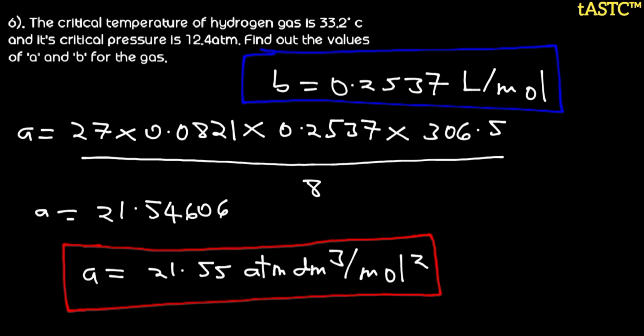So hopefully by this, you have actually understood how to find all these critical constants as well as the van der Waals constants involved in the kinetic theory of gas.